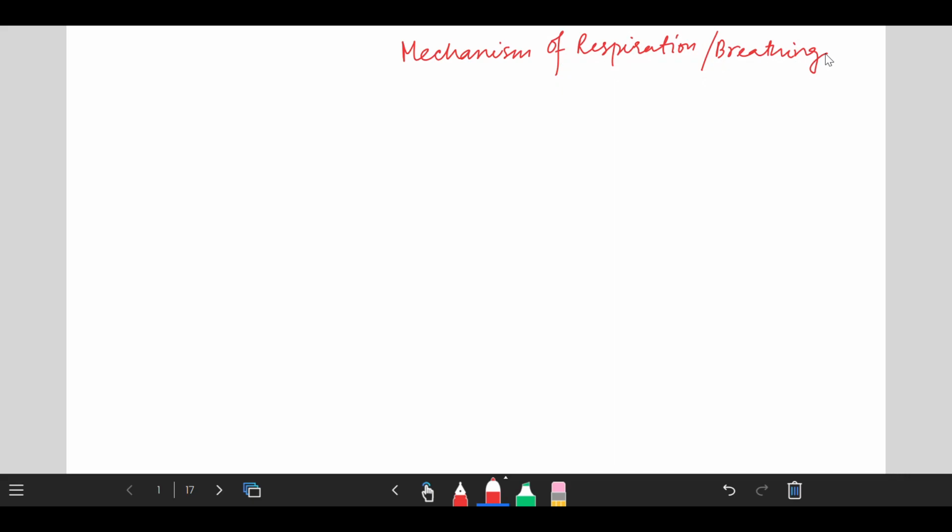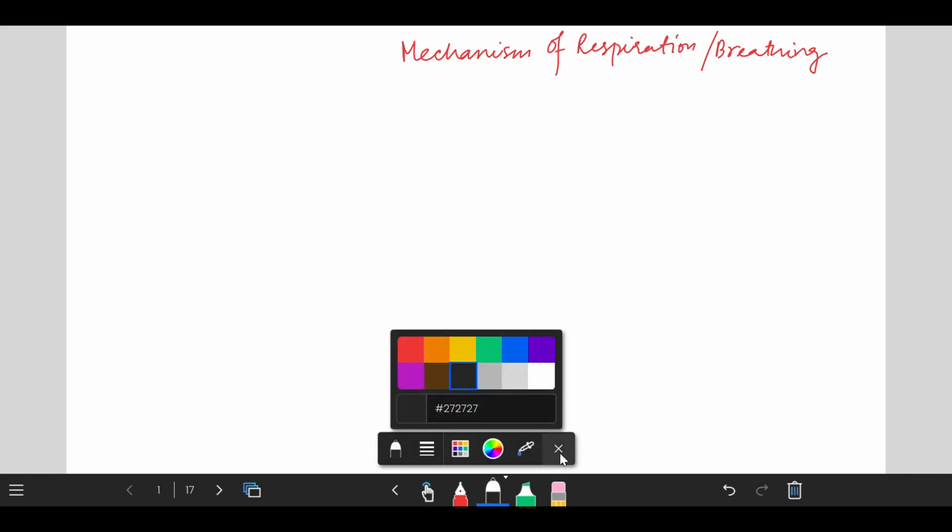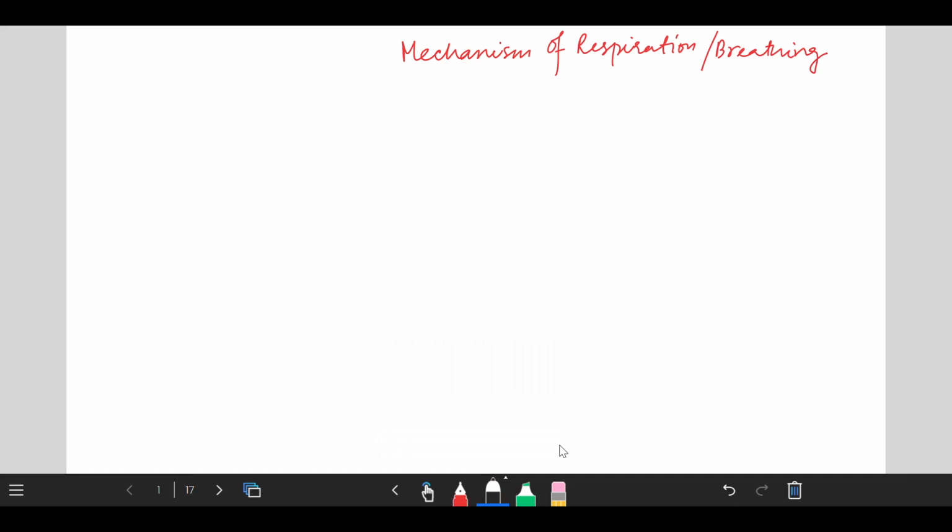Okay, so what is respiration? Respiration is a process of gaseous exchange in your body. And what is mechanism? Actually, how this respiration process occurs is known as mechanism.